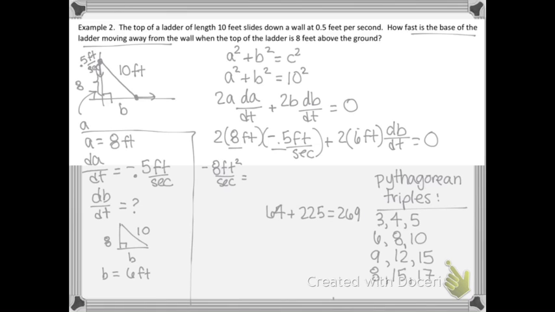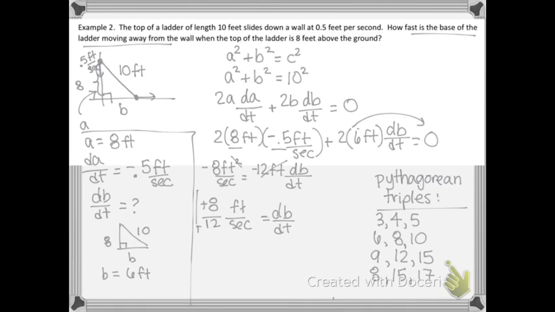Okay, I'm going to do 2 steps at once. I'm going to move this to the other side and multiply. So I'm going to get 12 feet times dB/dt. And then dividing, I get negative 8/12. Then I cancel one of the feet out of both sides, so feet per second. Oops, when I move that 12 to the other side, it should become negative. So negative 8 divided by negative 12 just gives me positive 8/12 feet per second for dB/dt.